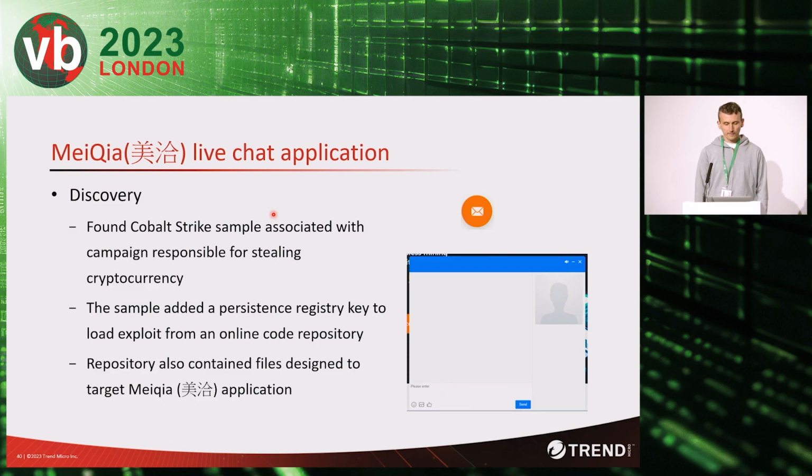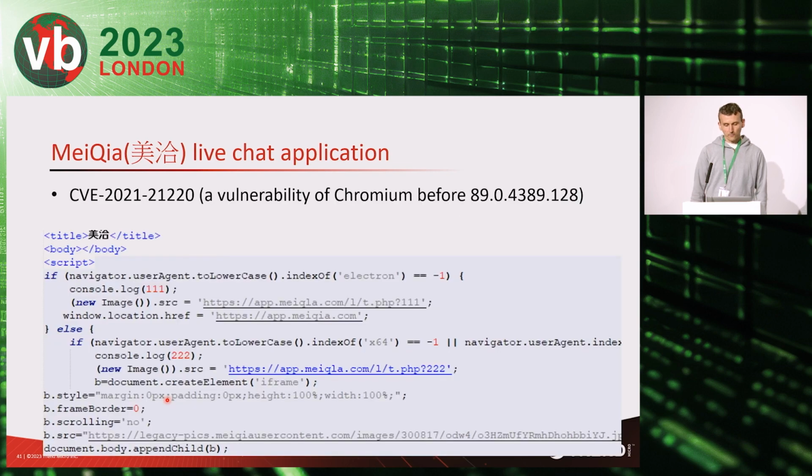We discovered these samples because at some time we were analyzing one campaign which was responsible for stealing cryptocurrencies, and this campaign connected to one online code repository, and this repository had an open directory, so we were able to download many different files and scripts. We could analyze them, and these files refer to this Metia application. And one of these files which we analyzed looked like this.